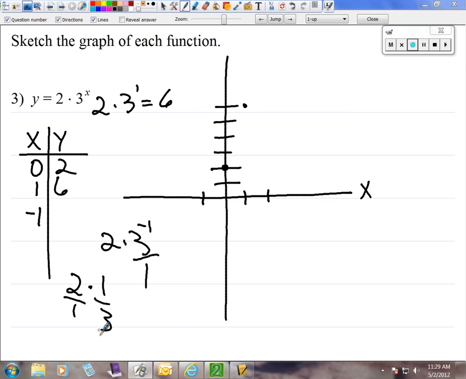1/3. And you get 2/3. So how many got 2/3? Give yourself 2 bonus points.